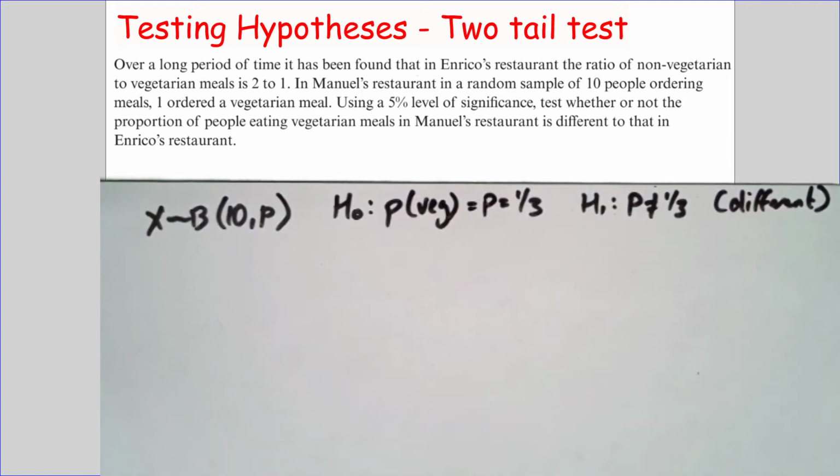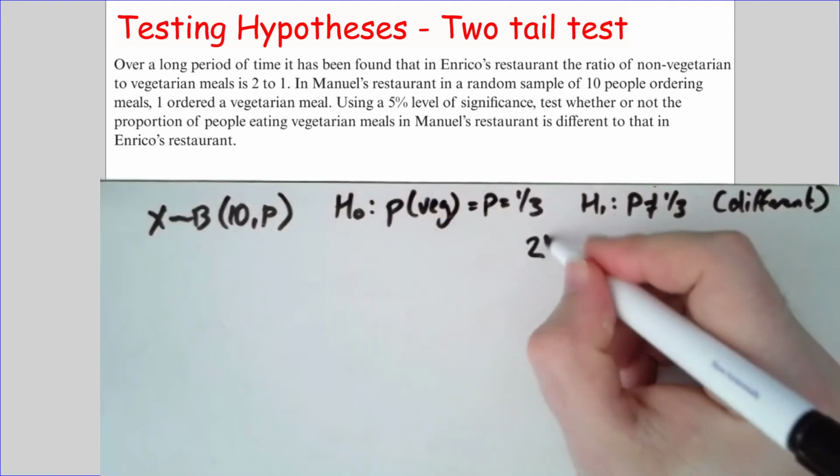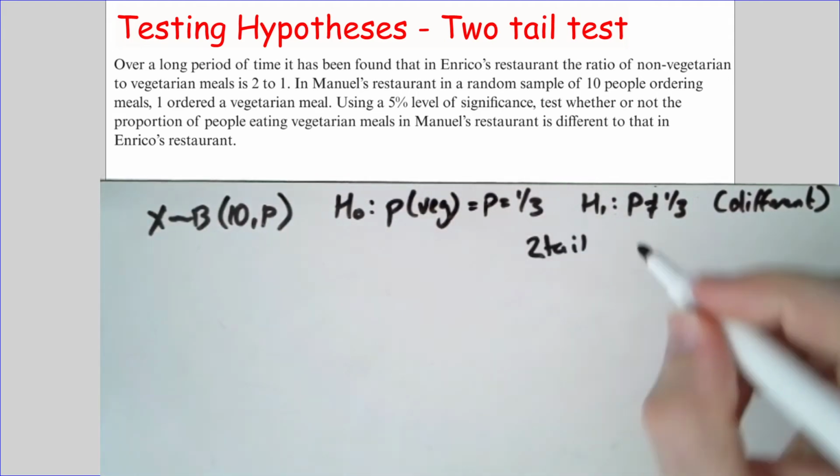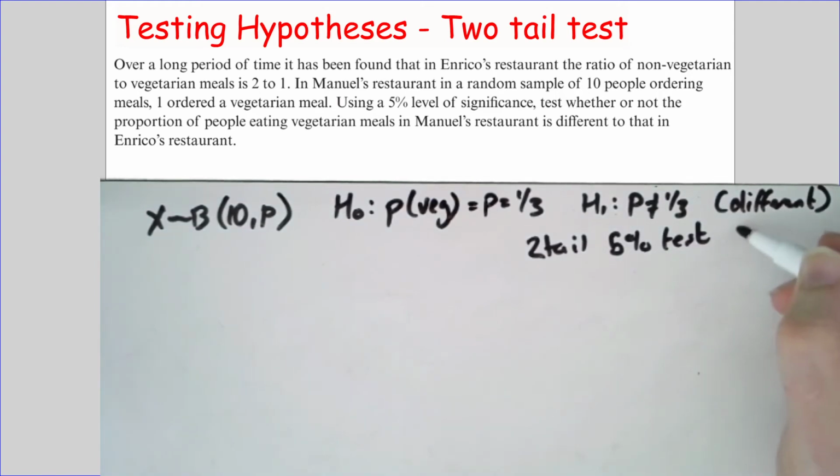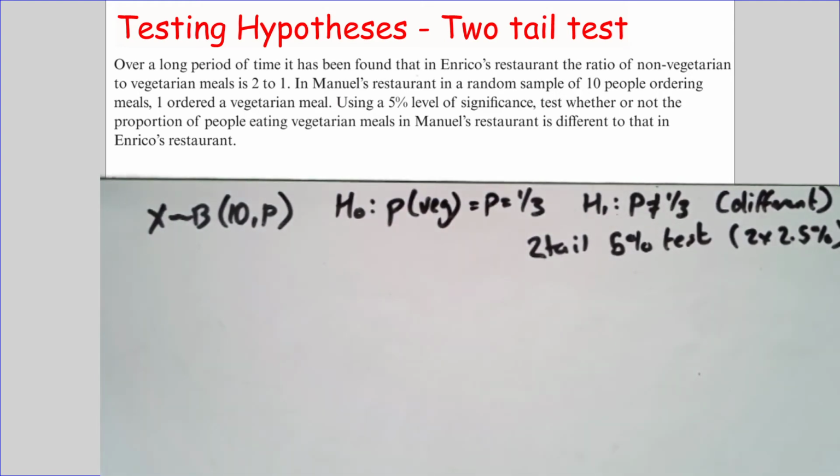So this leaves open two options. It could be greater than 1/3 or less than 1/3. So this is a two-tail test, 5%. So this is actually 2 times 2.5% for our tails. Because we've got two tails, it's a total 5%, so we need two lots of 2.5%.